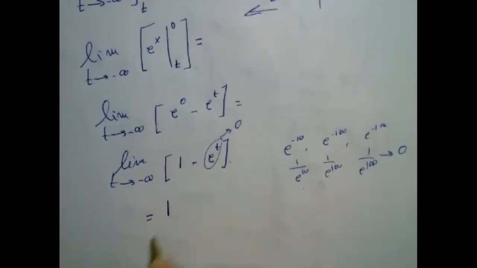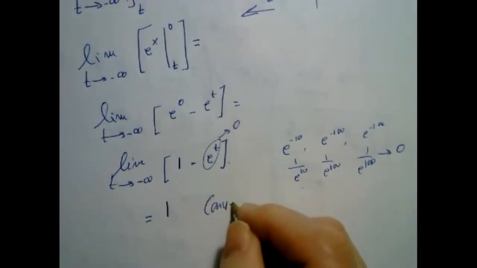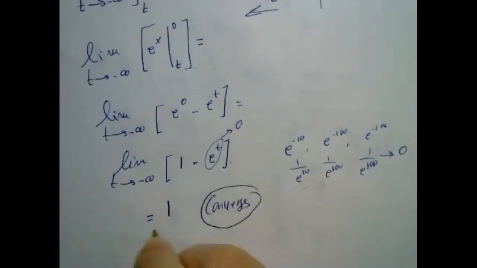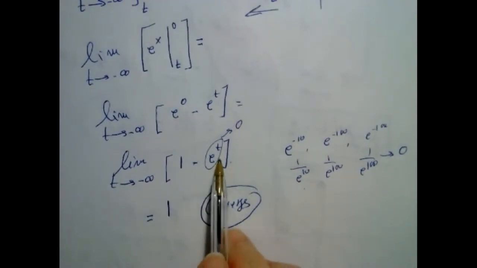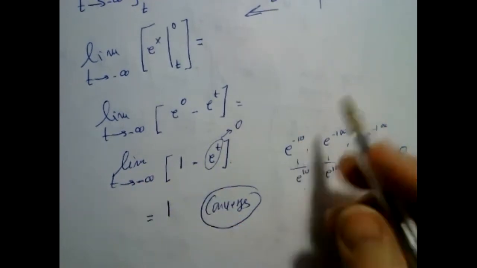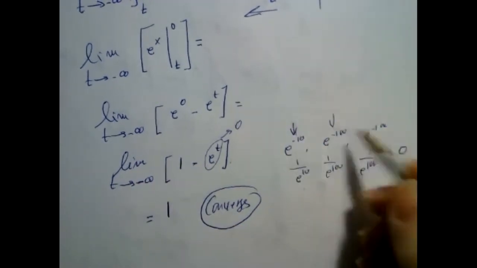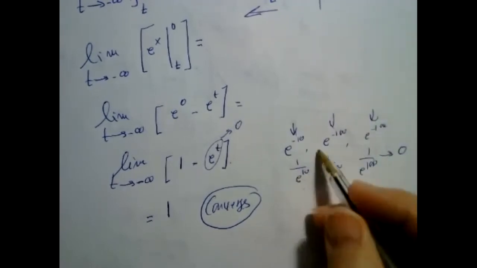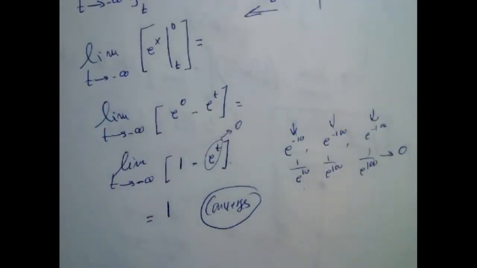So this will give me, honest to goodness, equal to 1. And the integral converges, and it converges to 1. It means its value is equal to 1. Okay, so here we have to be very careful with e to the t, because we're going to minus infinity, so the powers are actually negative, negative, negative. So it's 1 over that, which is equal to 0. Any other questions before we proceed?